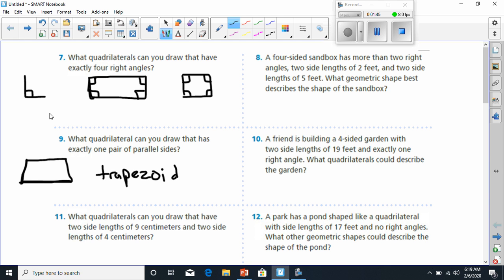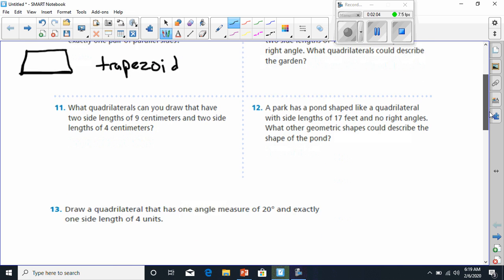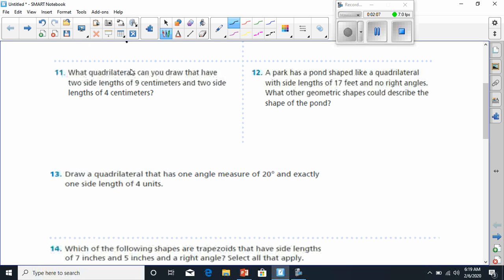I guess I should have wrote up here rectangle and square. All right, we're going to cruise down here to number 11 now. What quadrilaterals can you draw that have 2 side lengths of 9 centimeters and 2 side lengths of 4 centimeters?